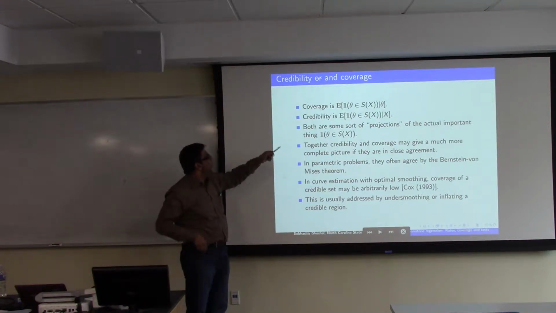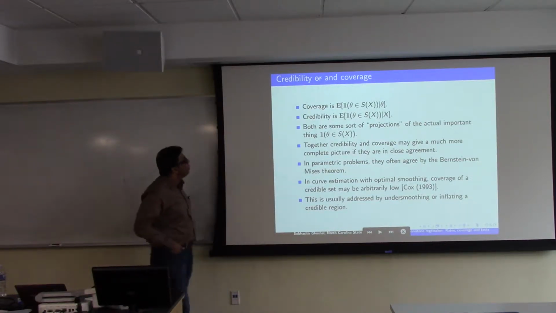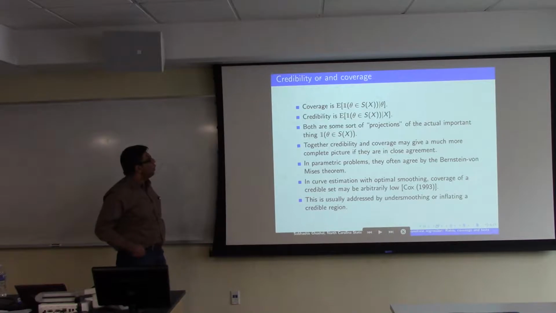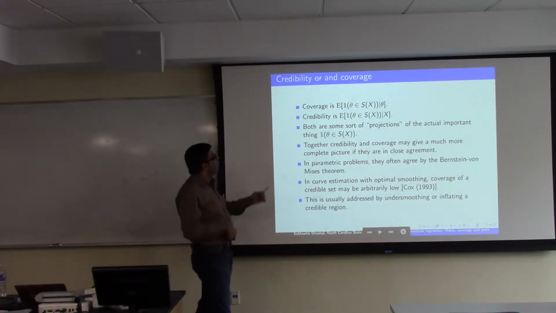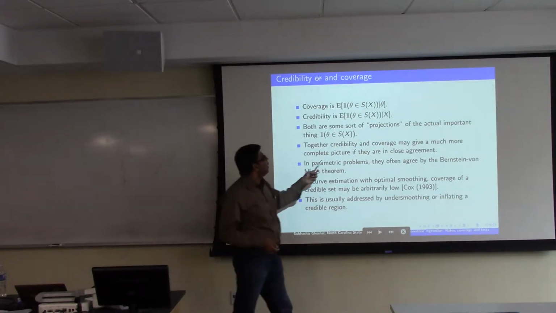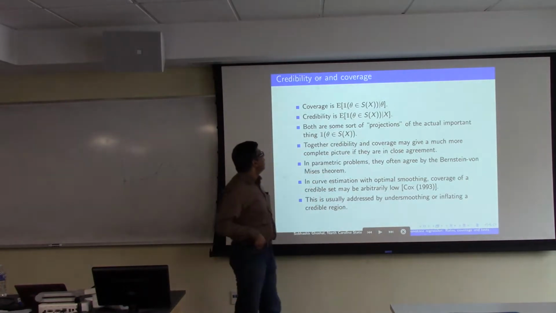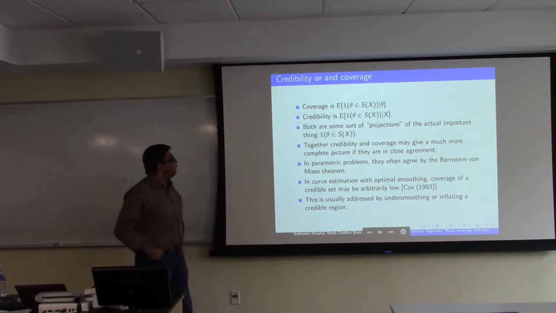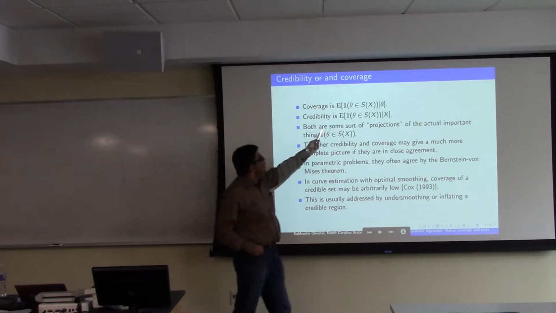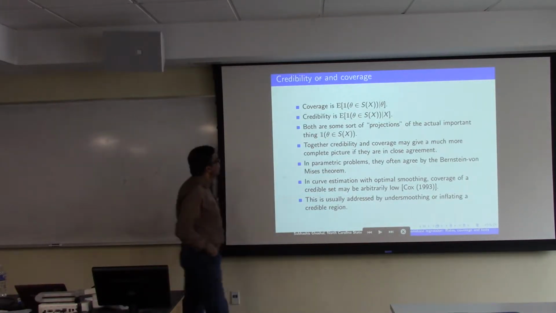You can think in this way. Why they should, you want them to be closed. Okay, what is coverage? Coverage is like there is a random set S of x depending on the observation, and then you look at whether theta, the parameter, belongs there or not. The coverage is its expectation under theta. So given theta, its expectation.